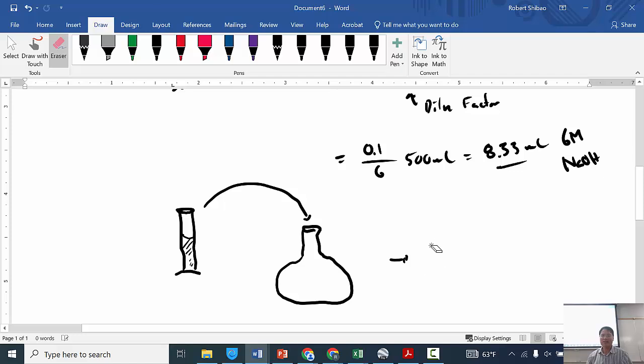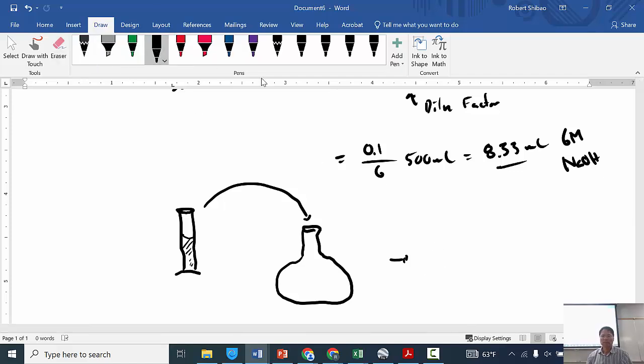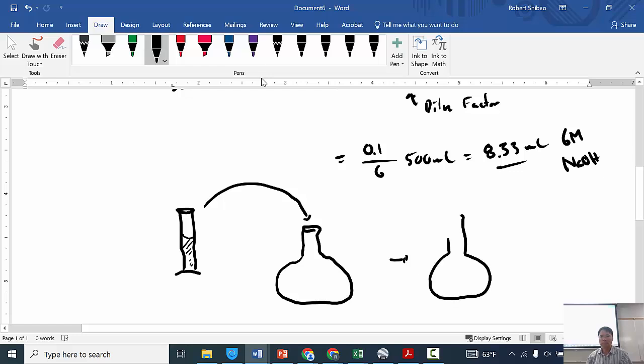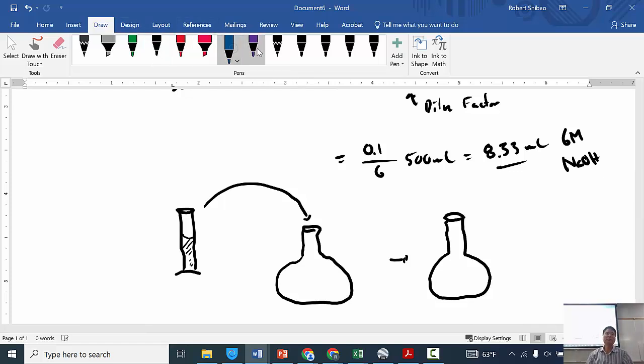So the Florence flask is this round one. This is not volumetric glassware. This is volumetric glassware here. This is a 250 milliliter volumetric flask. And this one has an etch mark in here. You can feel it with your fingernail.